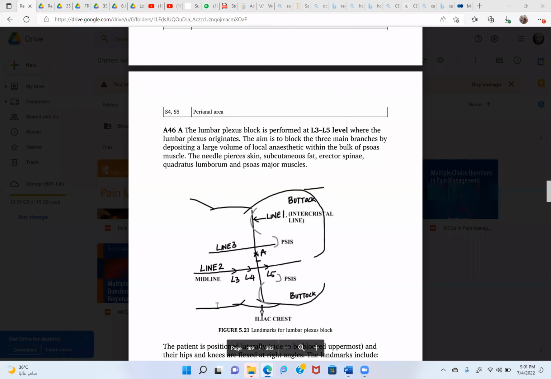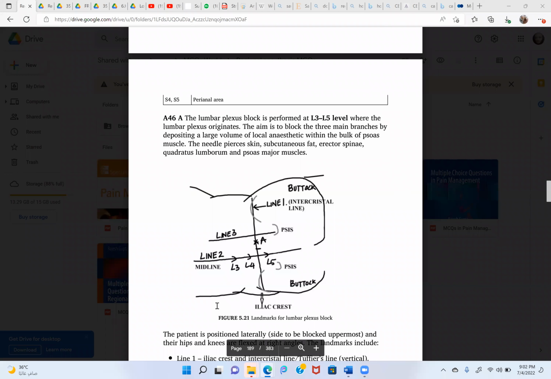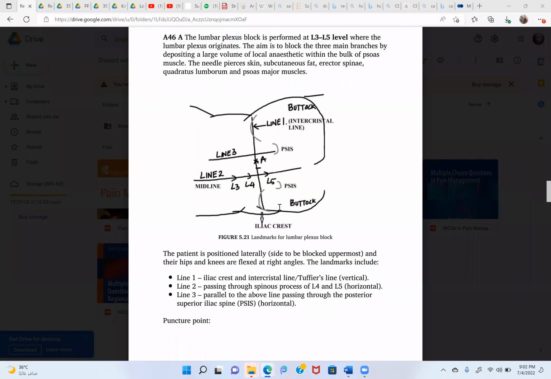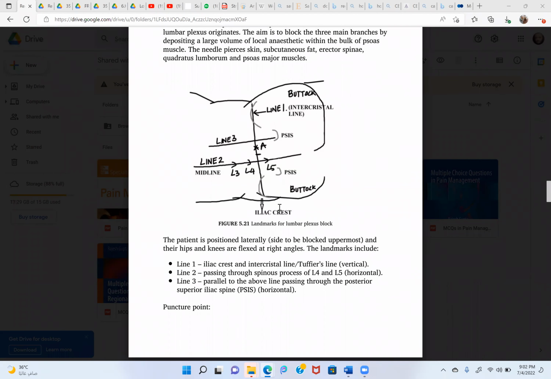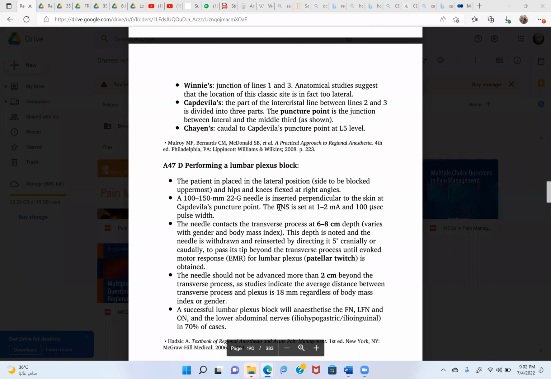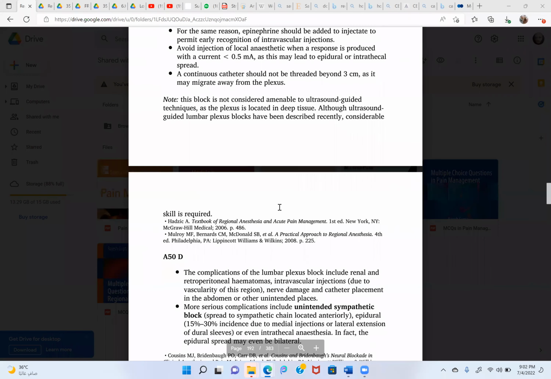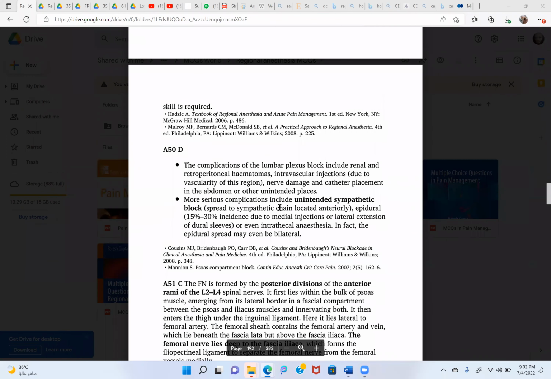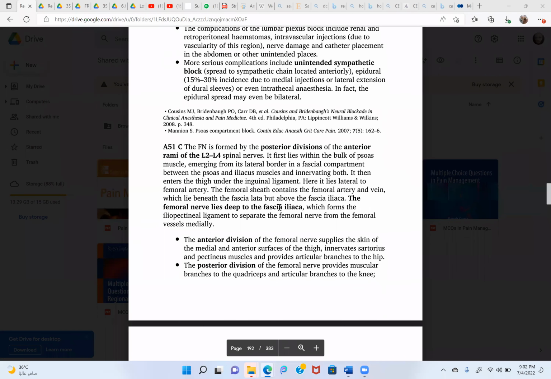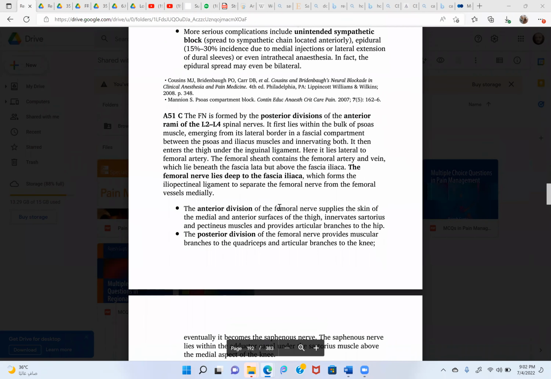Actually, for lumbar plexus block, I have no idea. I have not read about it and I have never performed it. So I will skip it for a while, because practically not many people are doing it, at least in our part of the world. I have never seen anyone giving a lumbar plexus block in my life. From the exam point of view, you should be knowing that it is one of the options, and it is good for hip surgery, as she was telling.